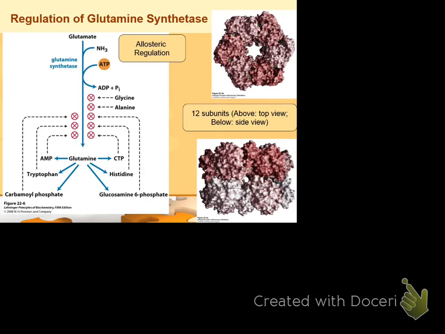And the CTP is because it's made from nucleotide. One of the nucleotides is made from glutamine. So if you have a lot of CTP around, that means you don't need to be making more glutamine. That prerequisite has been covered. What is CTP? Cytosine triphosphate. It's used to make RNA. If you make it deoxy, it'd be used to make DNA.